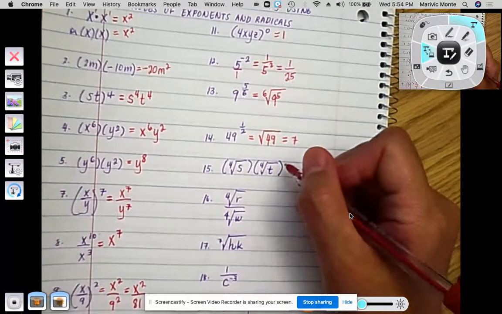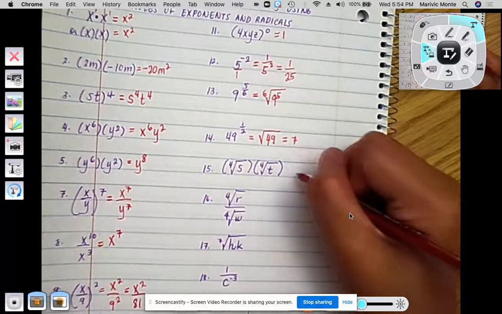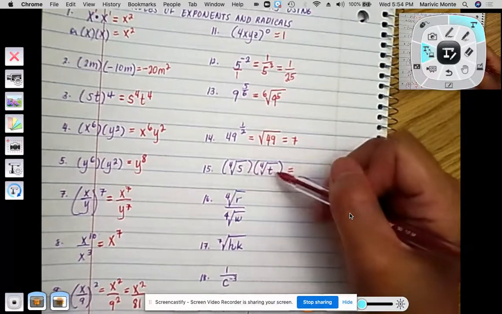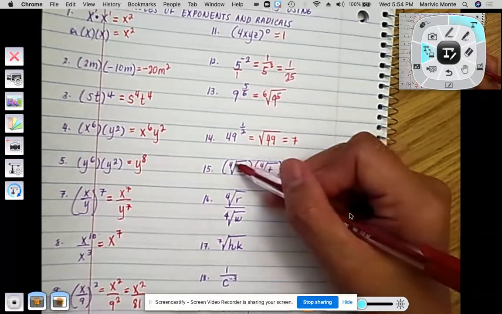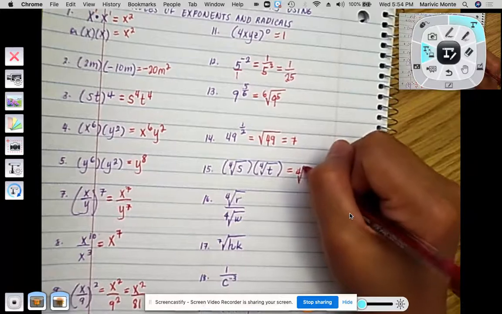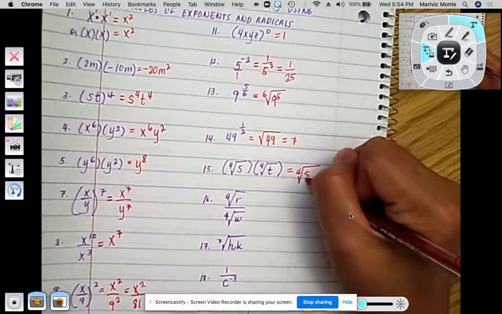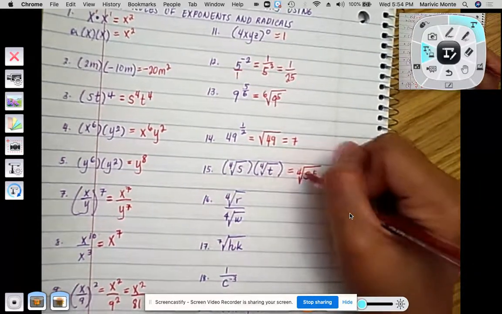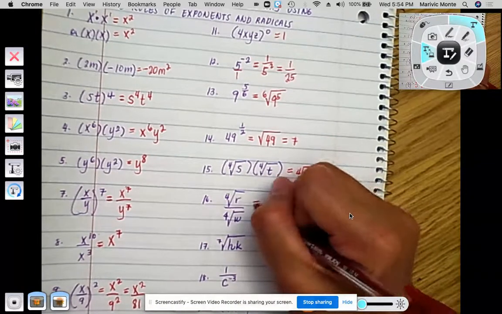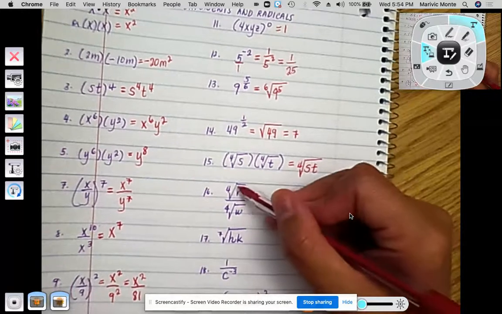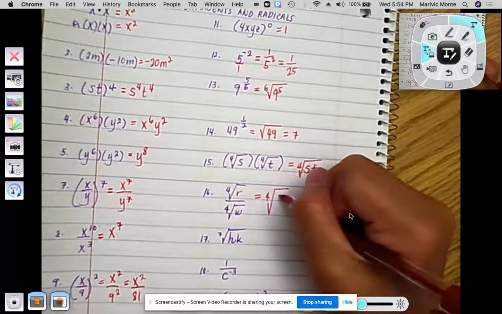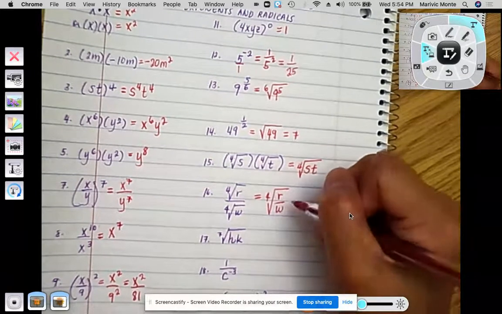And on number 15 here, if you take a look, they are different radicals, but they have the same roots. So you can express it as the fourth root of S and T. Both S and T go inside the radical symbol. And this too, it's a division, but they have the same root. So you can say fourth root of R over W.